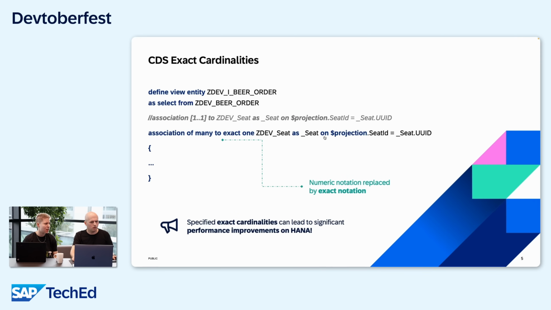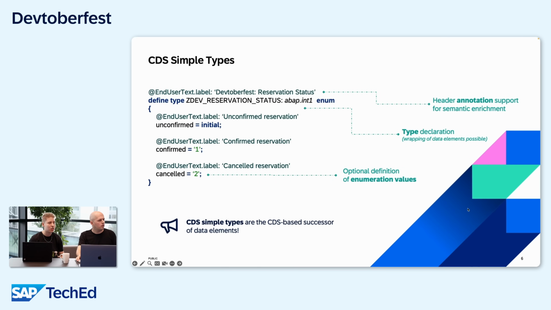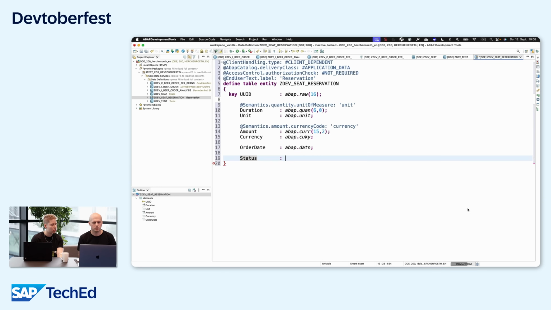So a CDS simple type is basically the successor of data elements and domain fixed values. So you could imagine it as a combination of a data element and domain fixed values. So we define our type and we can enrich it with some semantic annotations, and then optionally we can define enumerations. Like in our case, it's the 3 values for confirmed, unconfirmed, cancelled. And so we have it all in one. Like we have one consistent CDS object, and that contains our enumerations. Okay, sounds great. So how would I define such a type then?